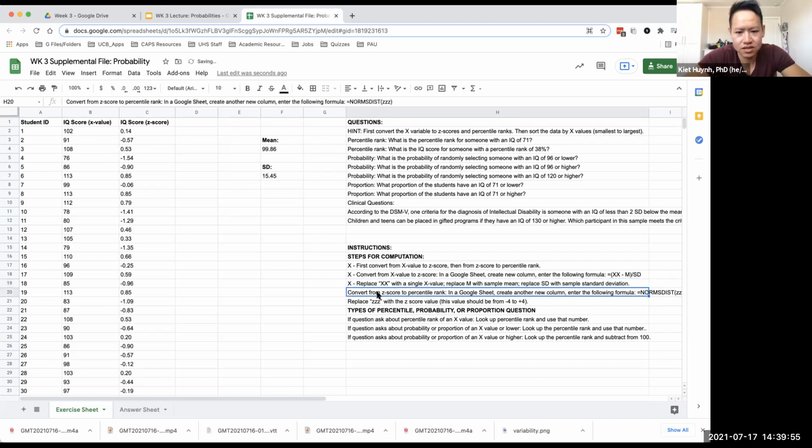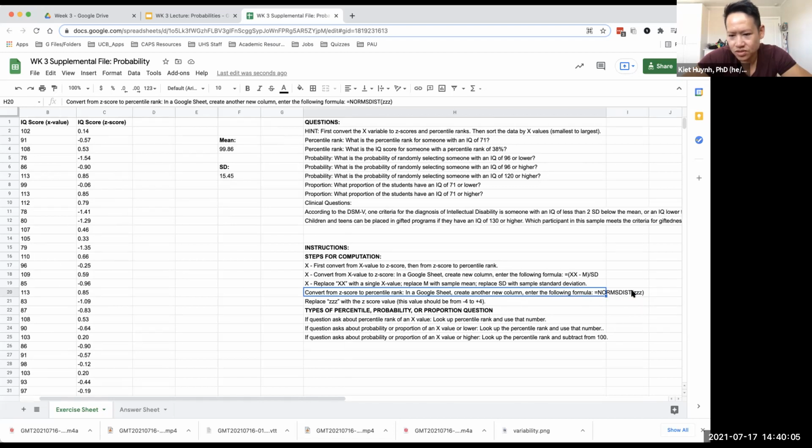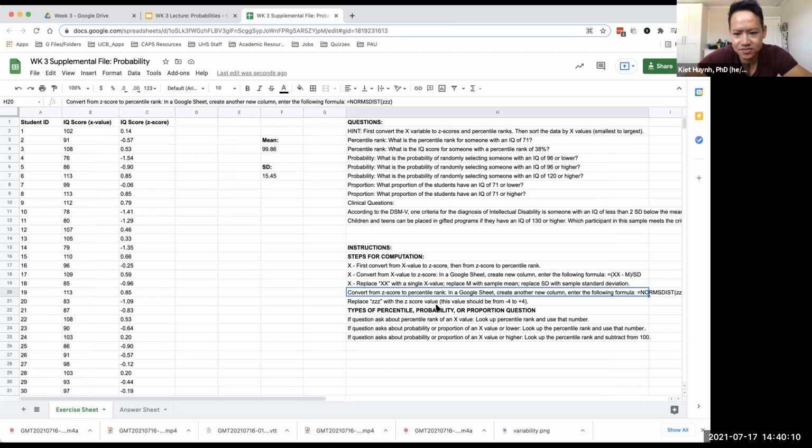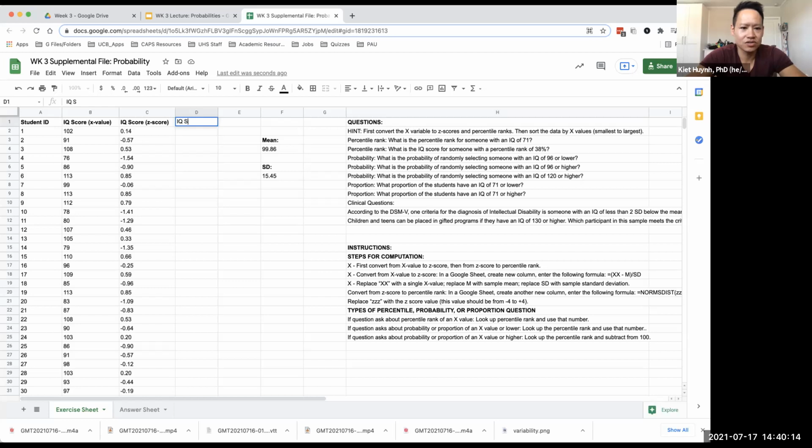Right. Now we convert z-scores to percentile ranks. So in Google Sheet, create another new column, enter the following formula, and replace ZZZ with the z-score value. Okay, so let's do that. So this is the IQ score that is the percentile rank. And what we do is enter this formula.